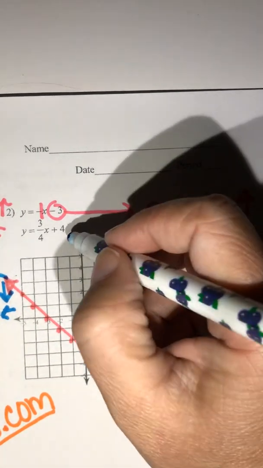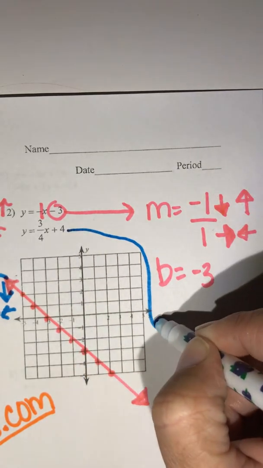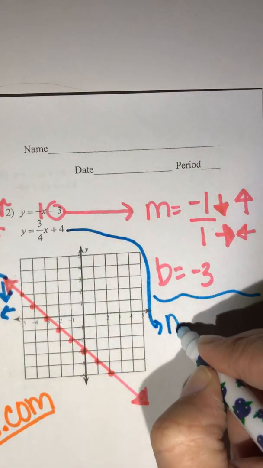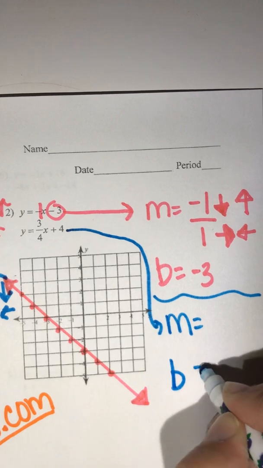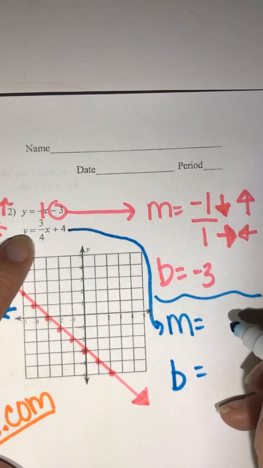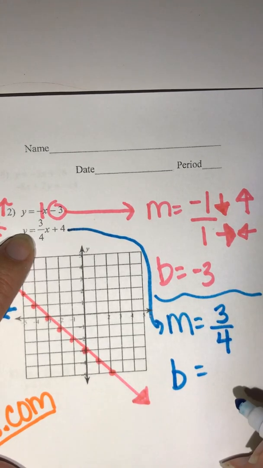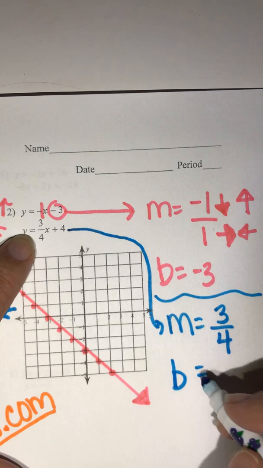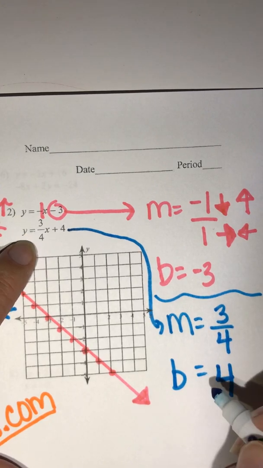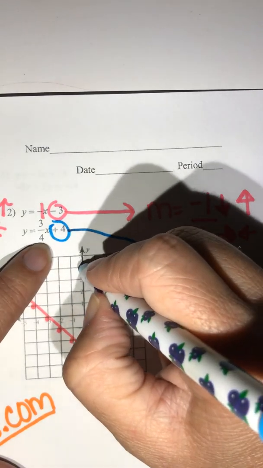Alright, the next one, I'm going to identify my m and my b. In this case, my m is a fraction, 3/4, which actually works a lot better for us because we don't have to put it over 1. It's already a fraction. My b is 4. It's this point right here, and the sign goes with it, so it's a positive 4, and that's right there.